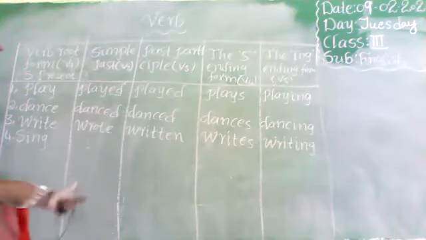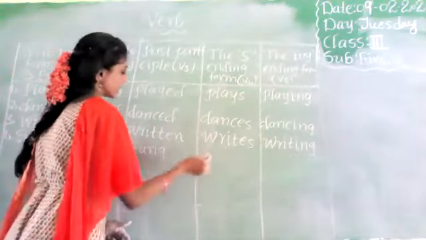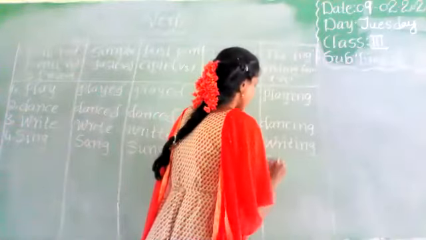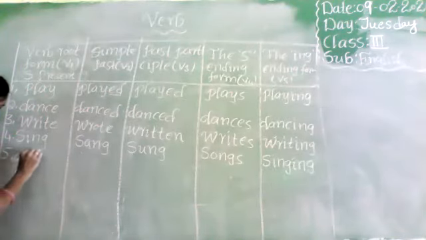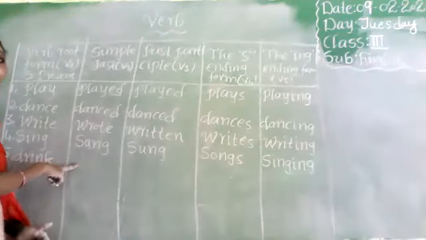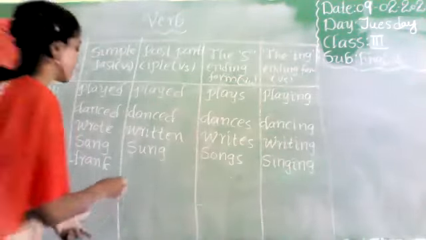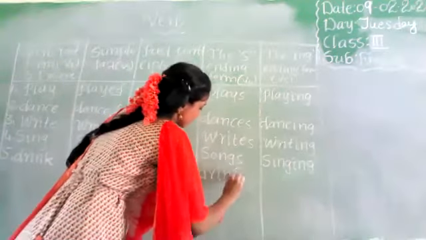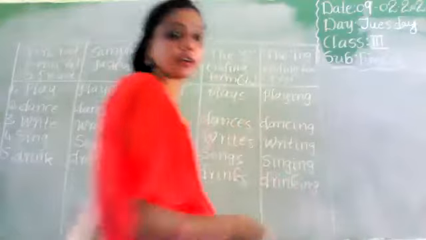So what is the past form? Sang. Past participle form, S-U-N-G, sung. Next, ing form. Singing. Next, drink. Drink. Past form, simple past: drank. Past participle: drunk. Drinks. Drinking. Okay, write fast.